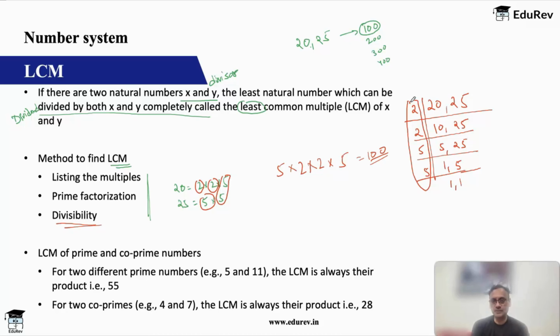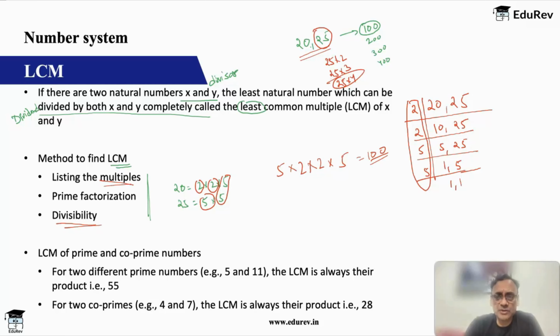And the first method, listing the multiples, is what I prefer, which is what we had done for HCF also. You basically look at 20 and 25, you look at the larger number and you look at multiples of this number. So 25 into 1 is 25. Does 25 divide 20? No. Then 25 into 2, 50. Does 50 divide 20? No. 25 into 3, 75. Does 75 divide 20? No. 25 into 4, 100. Does 100 divide 20? Yes. So 100 is the LCM. So you just check the multiples. So that is the answer here.